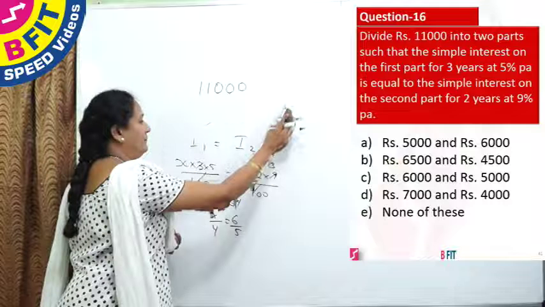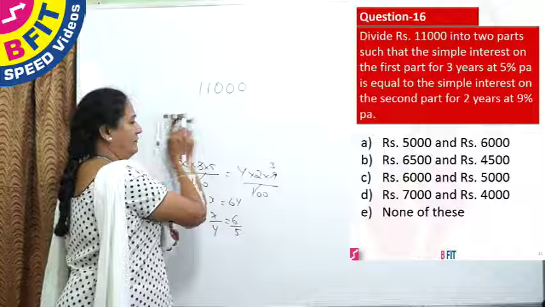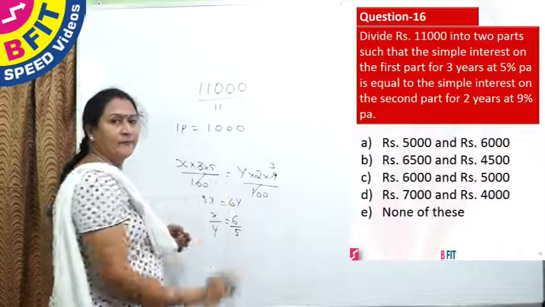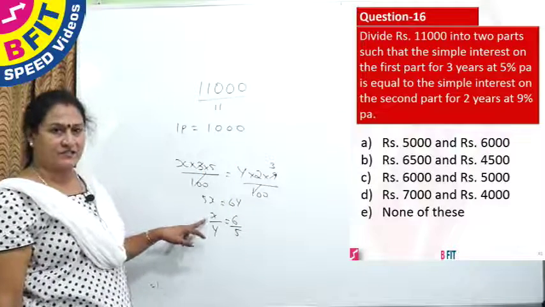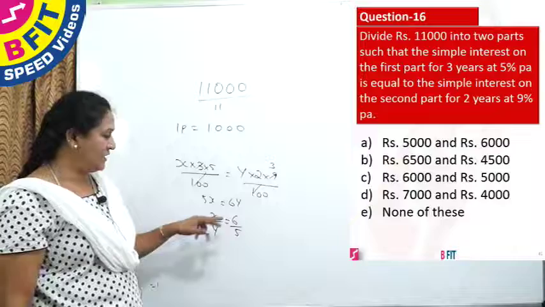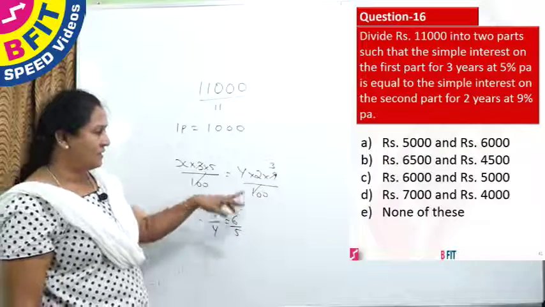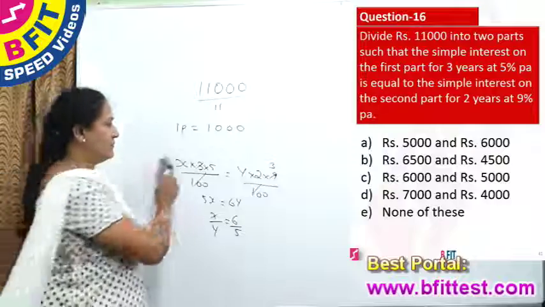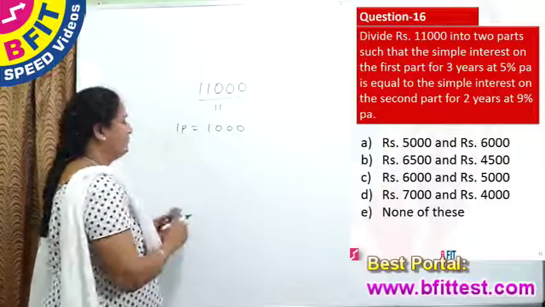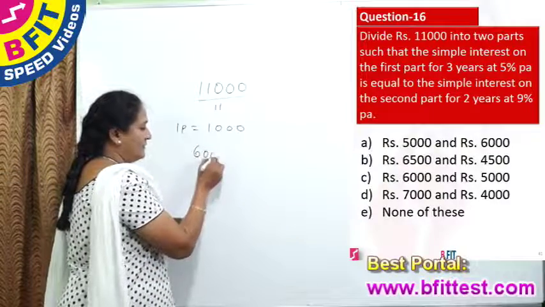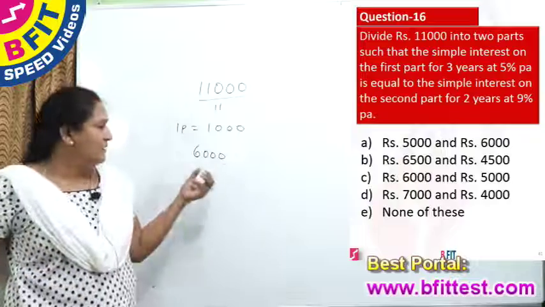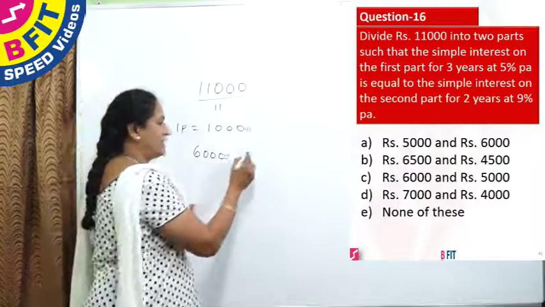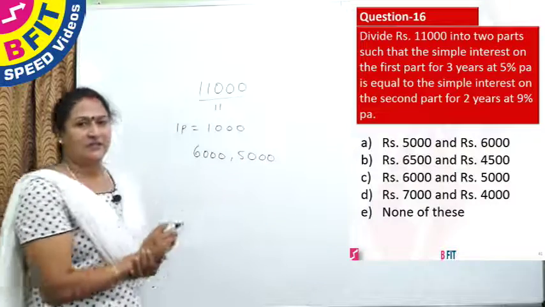So how many parts? Divide this by 6 plus 5, 11 parts. So what will be one part? It will be 1,000 rupees. Now what will be the investment in this first condition, 3 years at 5%? It will be 6,000. And in the second condition, 2 years at 9%, it will be 5,000. So if one part is 1,000, he has invested 6 parts in the first condition. So 6,000 and 5,000 are the investments.